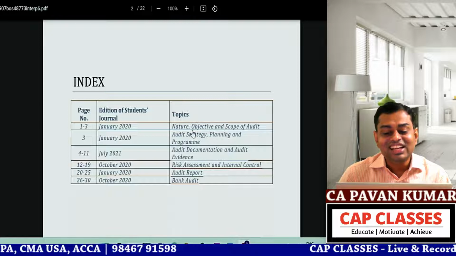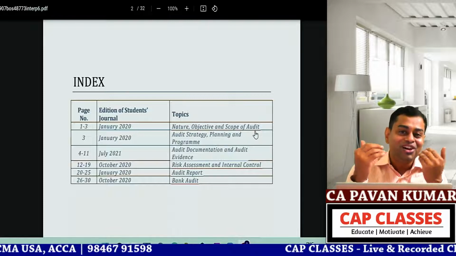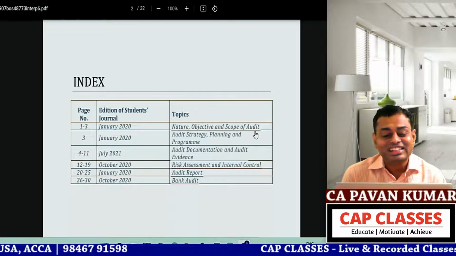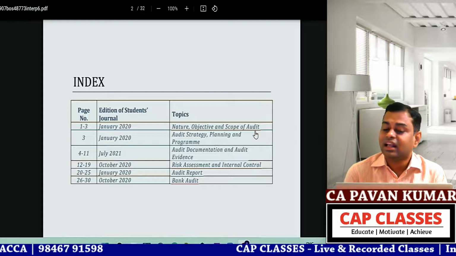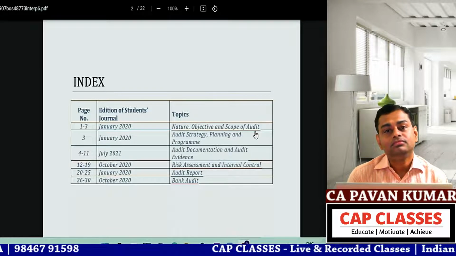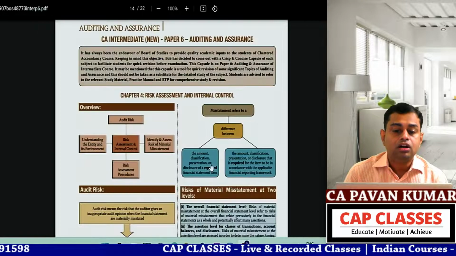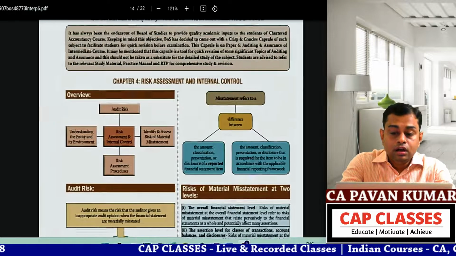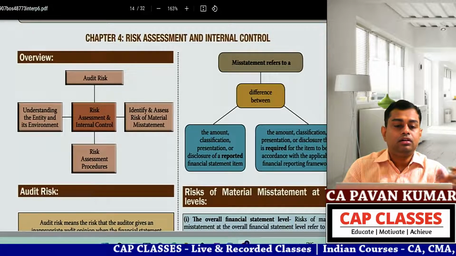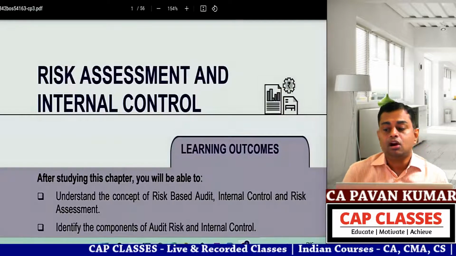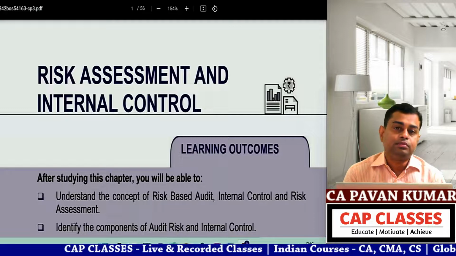The only thing is, nature, objective and scope of the audit you don't need to open, because that is not there in CA Final level. That's all. So this is where we are today. This is our primary document. What we are going to study is this one.